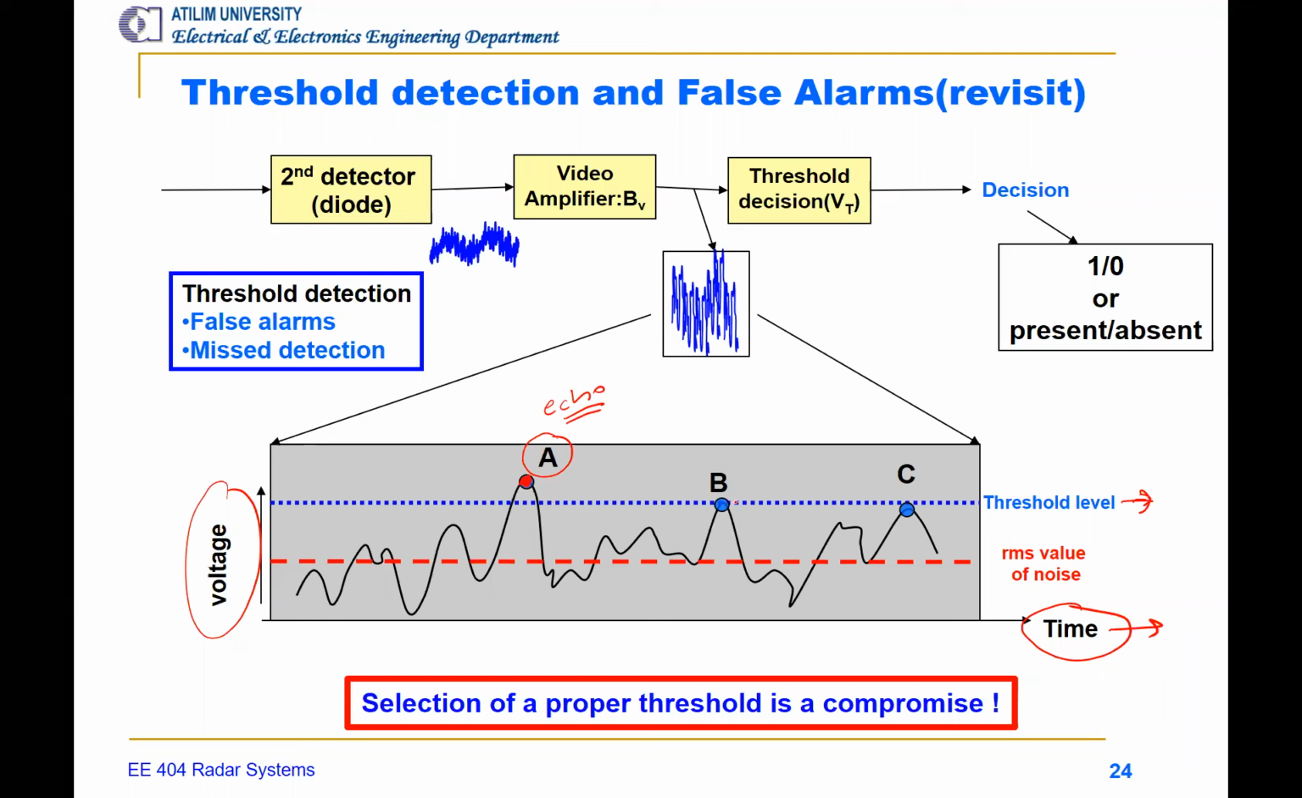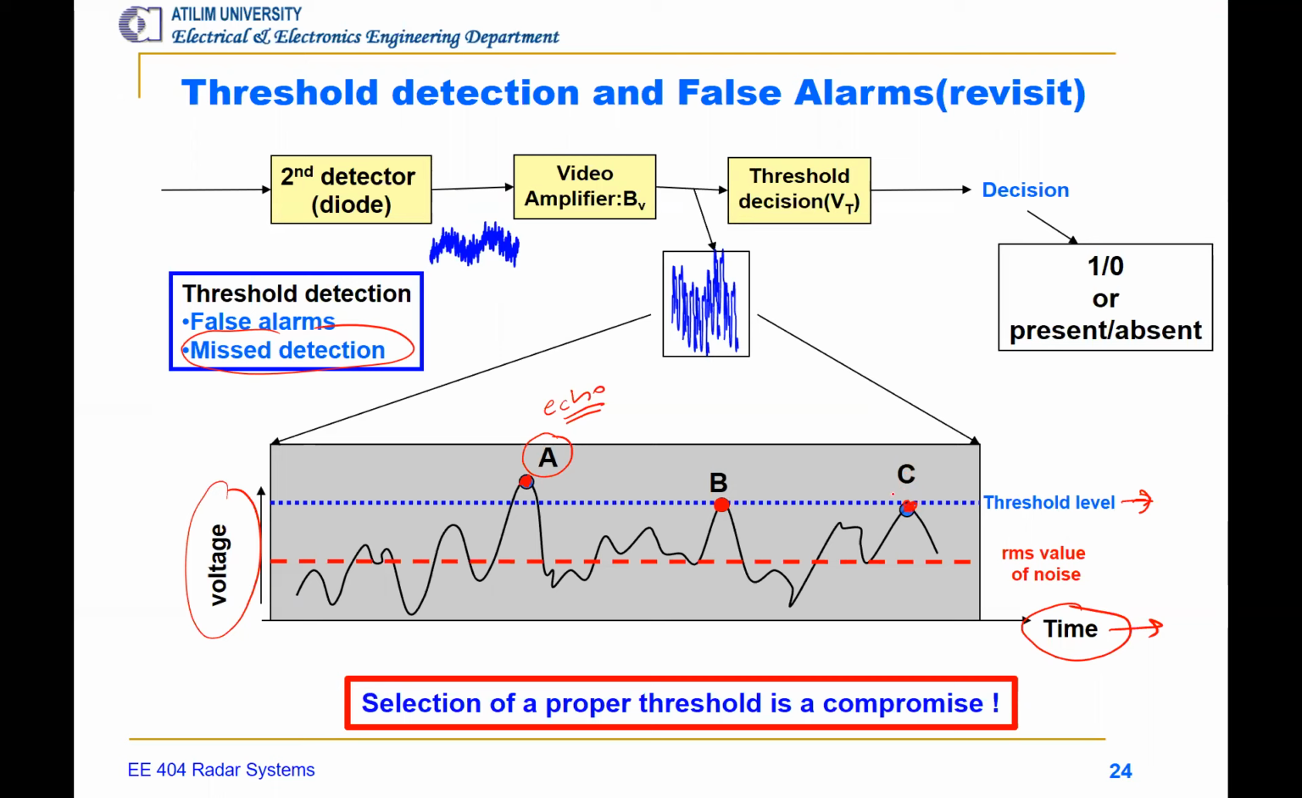For B, it's just about at the threshold. We can either report this as an echo signal or noise. If it is a real echo signal but we report this as noise, then that's going to be a misdetection, because there is actually an echo signal, but we report it as noise. On C, if this is noise but we report it as an echo signal, then this is going to be a false alarm.